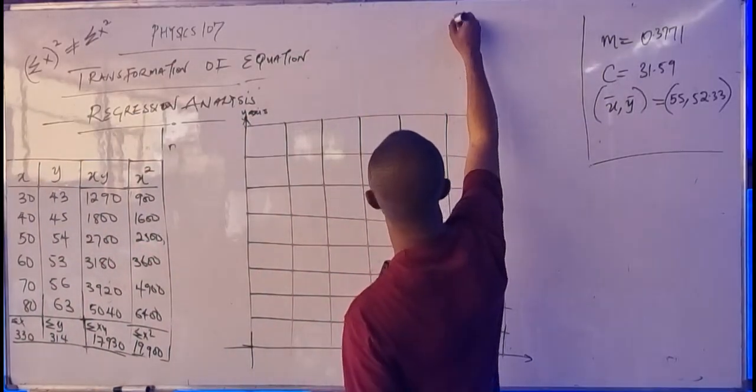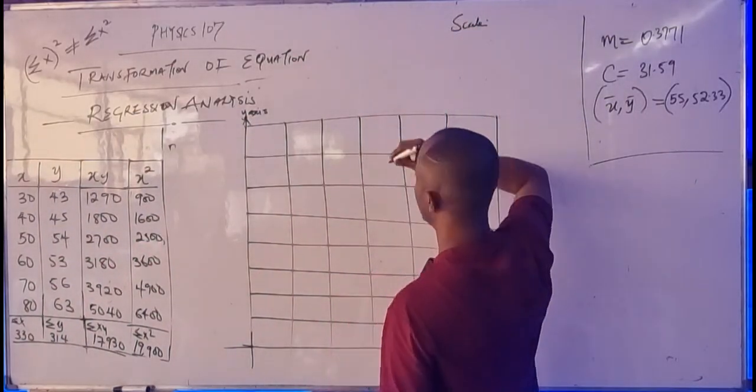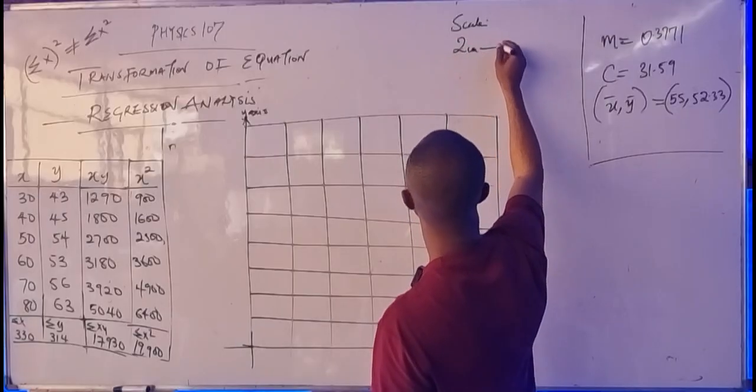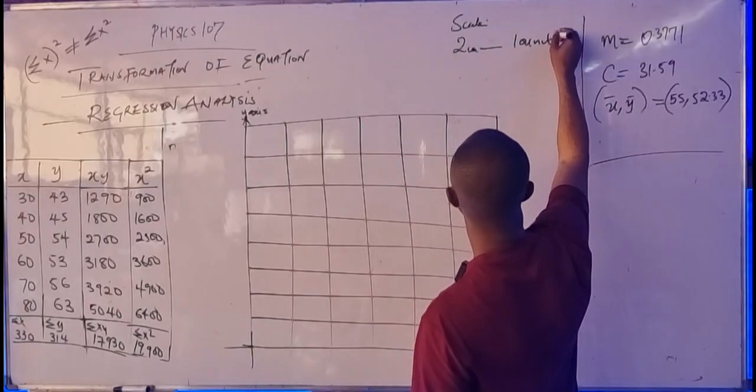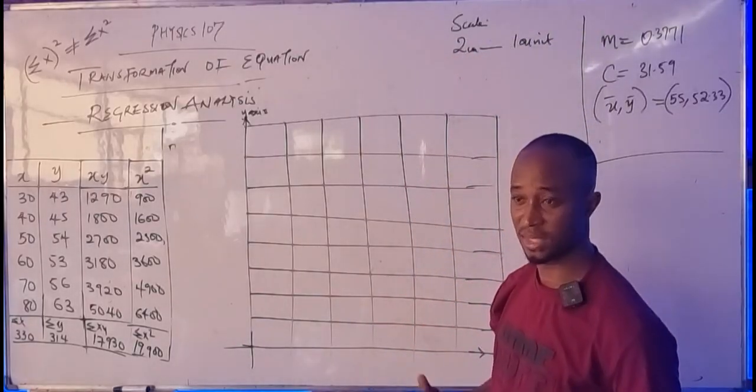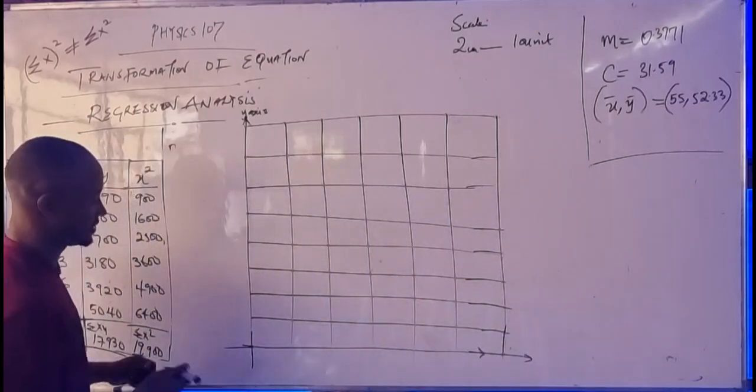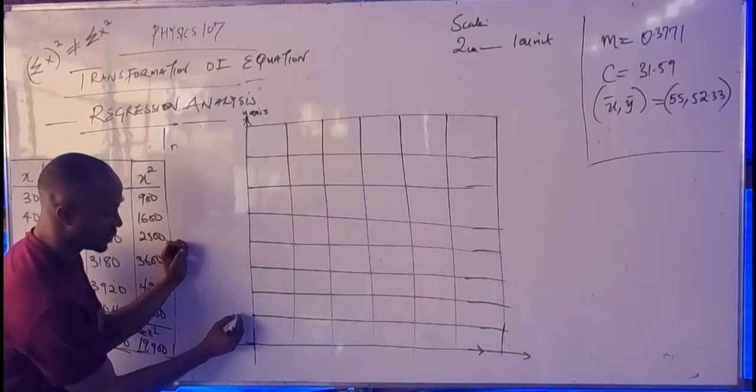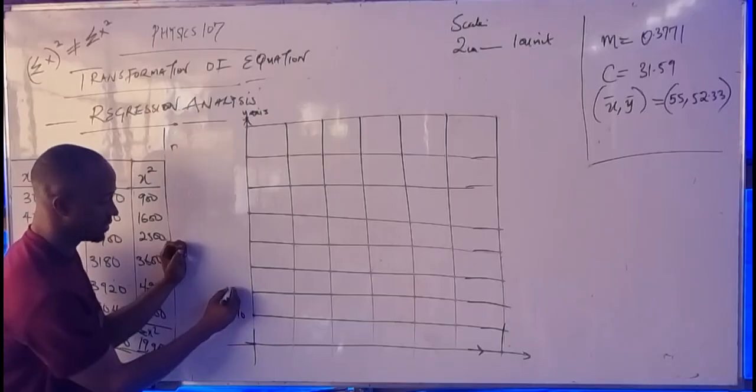So, to choose a scale on the y-axis, there are some things you have to take note of in the graph. One is the scale. For the y-axis, you can use 2 centimeters to represent 10 units. Meaning, on the y-axis, every one of these balls represents 10, then 20.